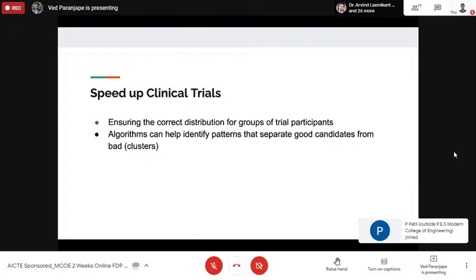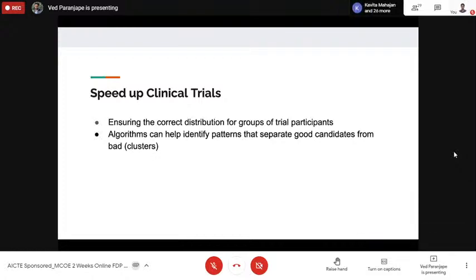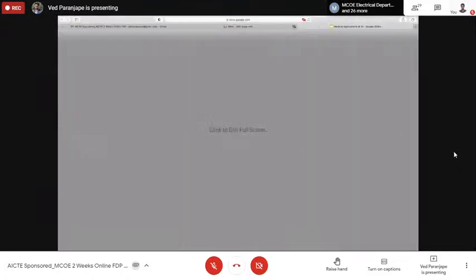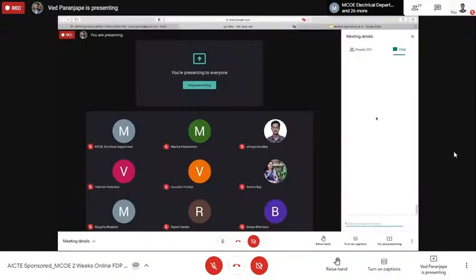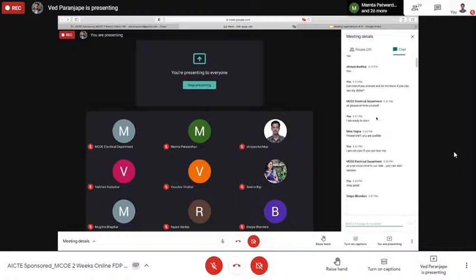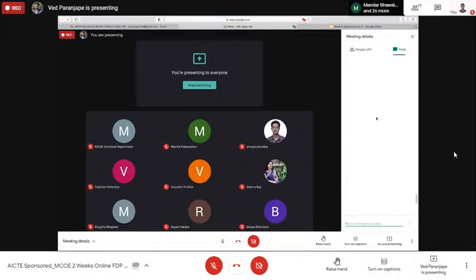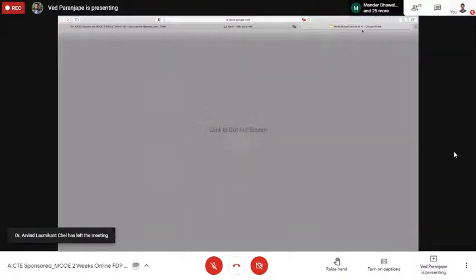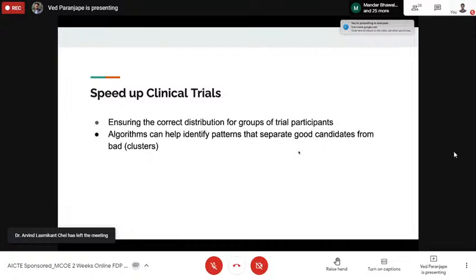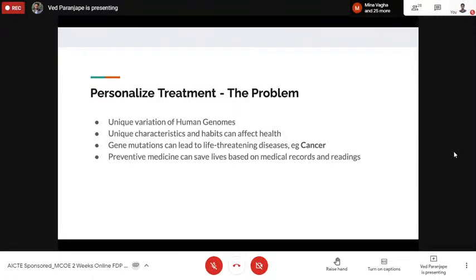Algorithms can help identify patterns that separate good candidates from bad. Okay, that we already went through. Speed of clinical trials. Okay, personalized treatment, that's another big application of machine learning and AI for medicine.